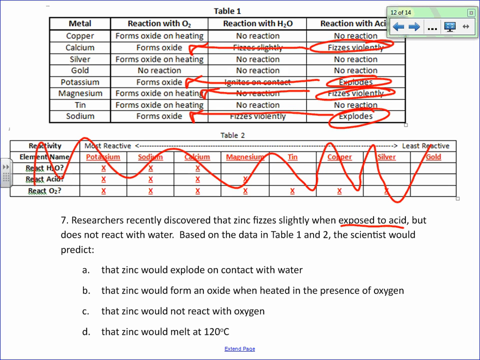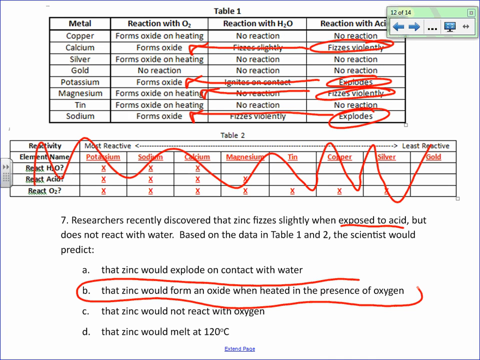So, if it reacts with acid, it should react with oxygen, which is B. All right. We don't know. Actually, it tells us here that it does not react with water, so we can get rid of A. All right. We should know that C isn't true because oxygen is the most reactive thing on there. And then it doesn't say anything about melting point, so that one's just trying to distract you.